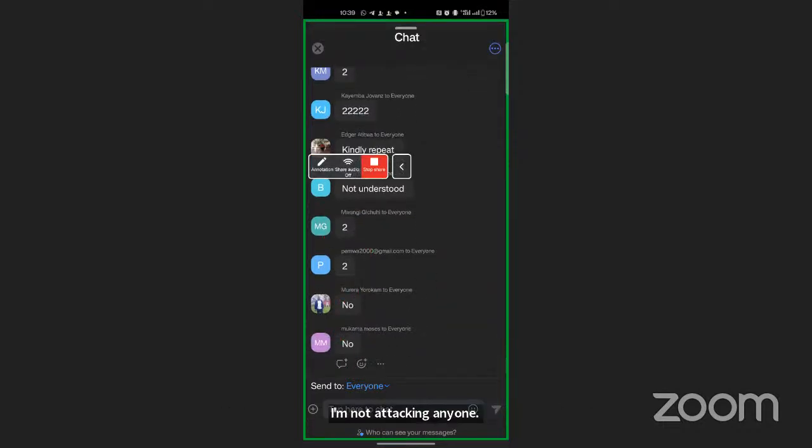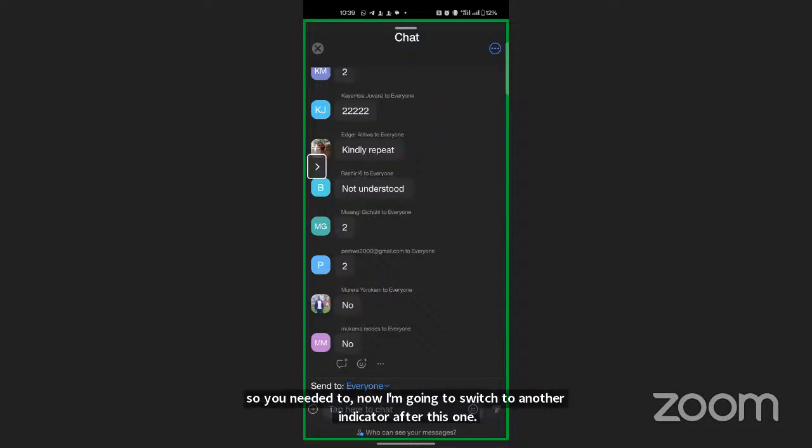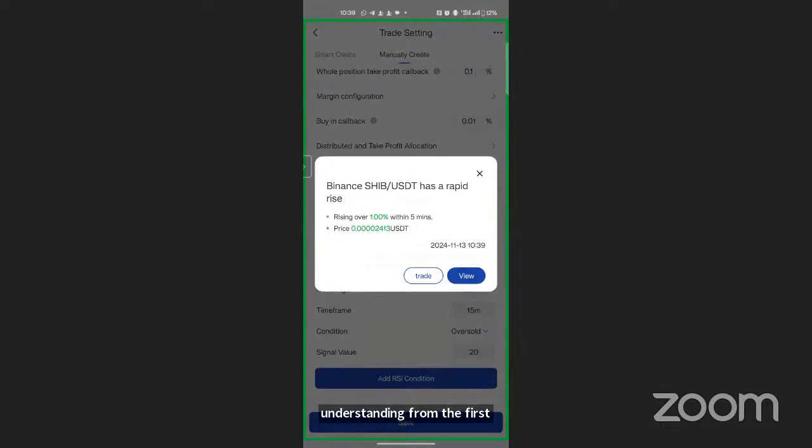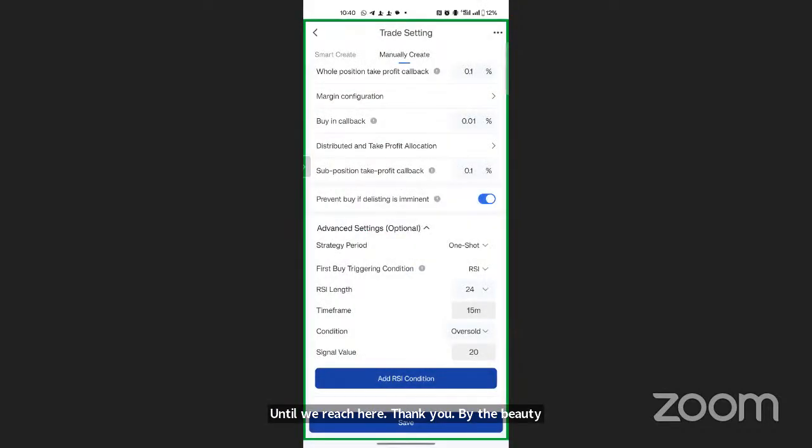Now I'm going to switch to another indicator after this one. You needed to be available, understanding from the first until we reach here. But the beauty is that the meeting is being recorded.